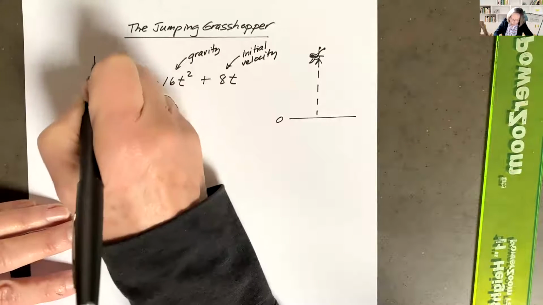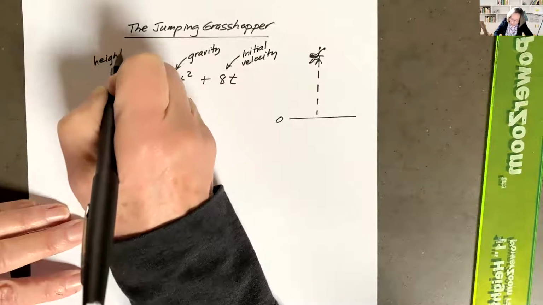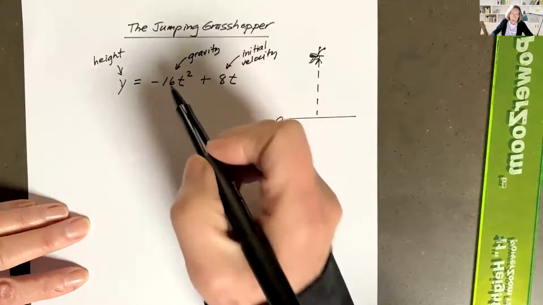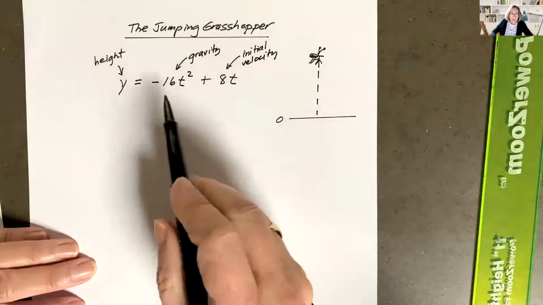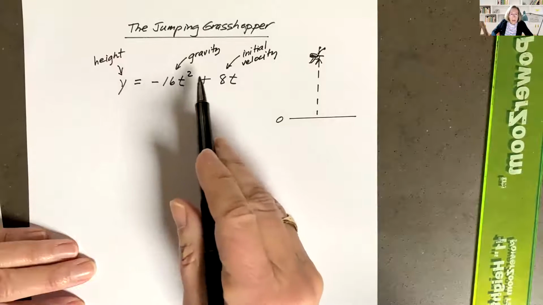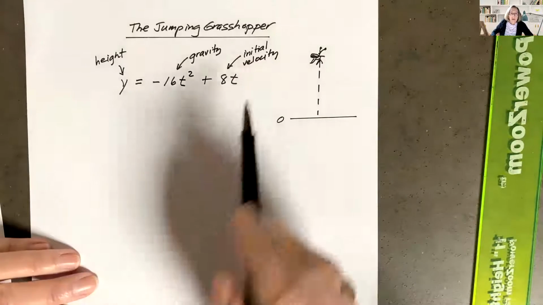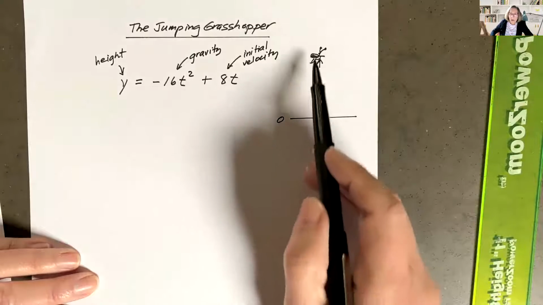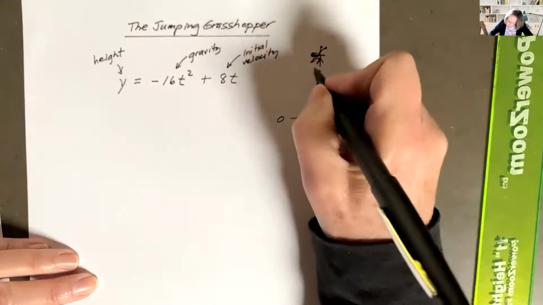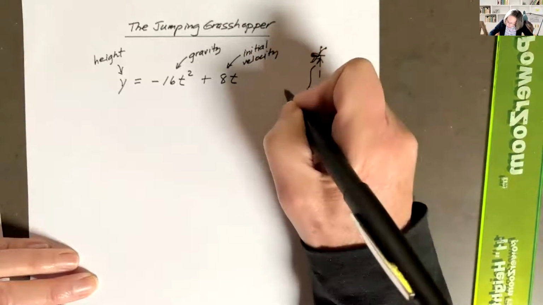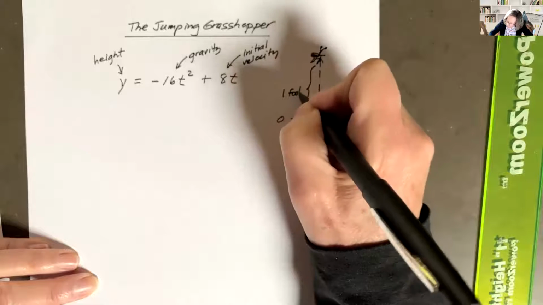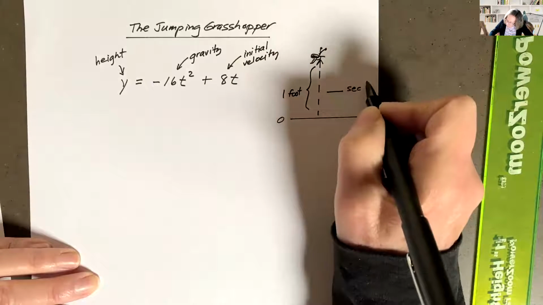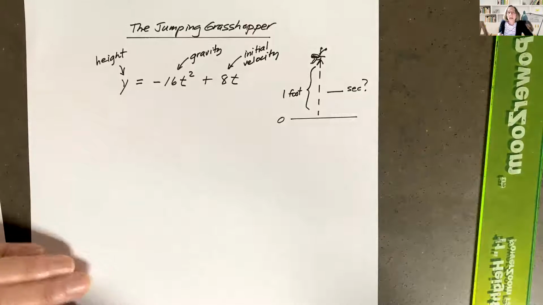This is the height in feet. So everything always falls. This is science. We got this from science. It falls at 16 feet, so it's negative, per second squared. And it's going up, it's coming down. There's two forces working on this grasshopper at once. But at any rate, he goes up a height of 1 foot. And what we want to know is how many seconds? How many seconds does that take him?